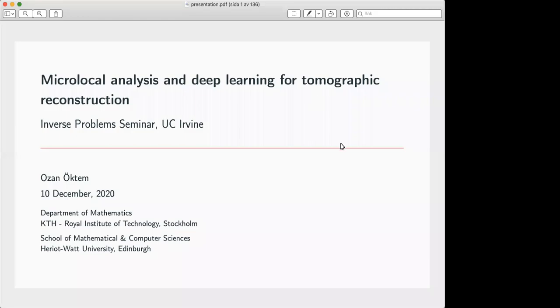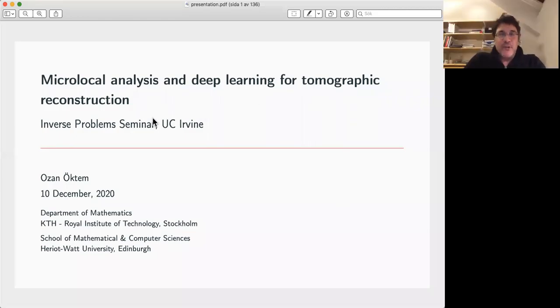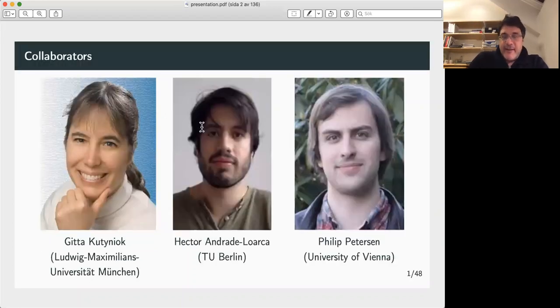Deep learning in the context of tomographic reconstruction. And as you see already, first of all, let me say that this is joint work with Gitta Kutyniok, who is in München, her PhD student Hector, who is in Berlin, and Philipp Petersen, who is in Vienna. And as you can make out already from the title, it's going to mix quite a lot of different topics of mathematics. So the presentation will be a bit fragmented.